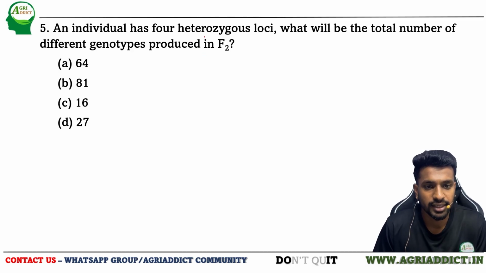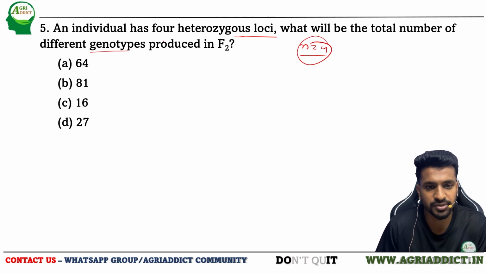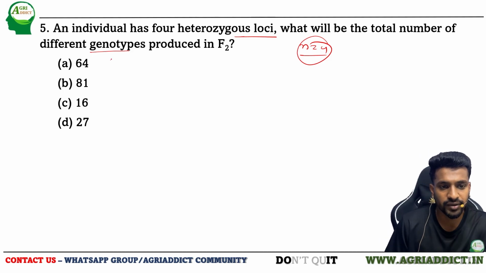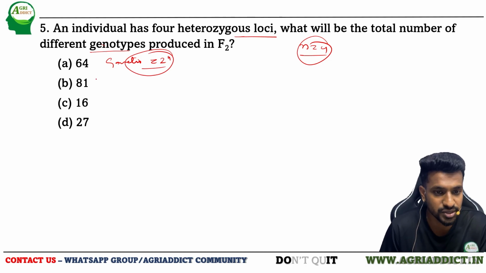An individual has 4 heterozygous loci, where n is equal to 4. This is what they are saying, and they are asking what will be the total number of different genotypes that are produced in the F2. In the previous question, they asked about different types of gametes, that would be 2 power n. Now they are asking about different genotypes.